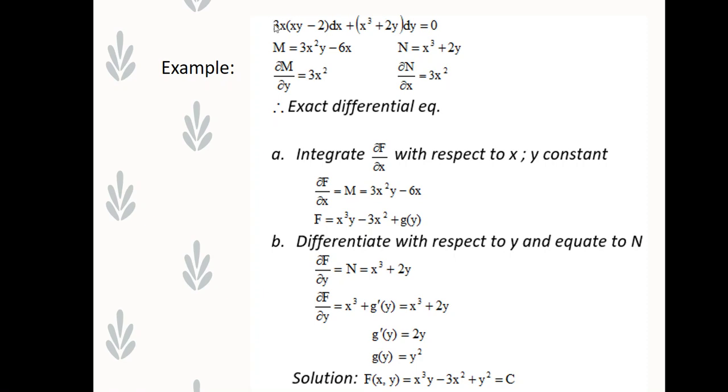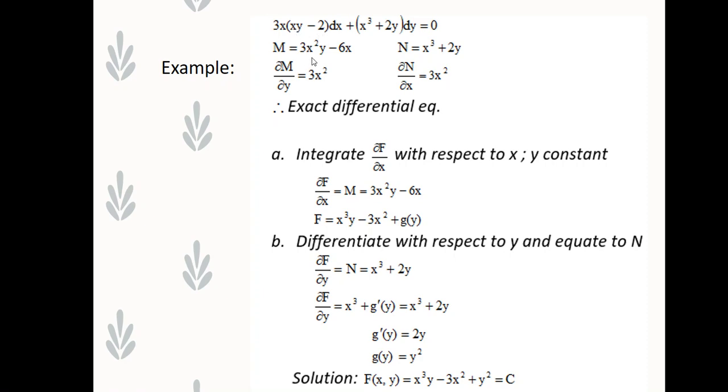Here, you're given m as 3x squared y if you're going to distribute the 3x to xy minus 2, and you have a negative 6x here. Okay? Your n will be x cubed plus 2y. So, we simply distributed the 3x to the quantity xy minus 2 in here.